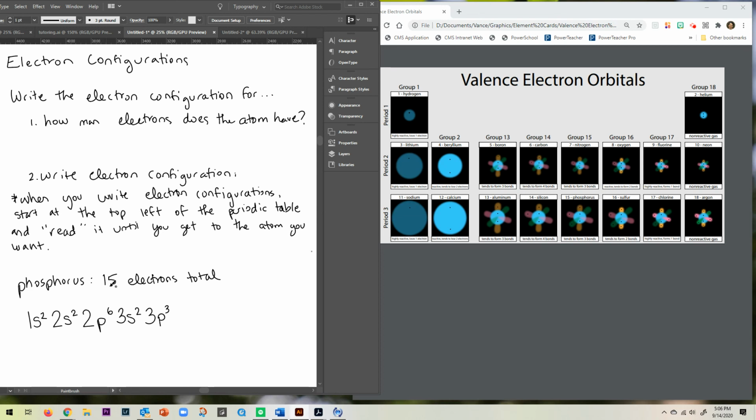Let's make sure that adds up to 15 electrons total. I have 2, 4, plus 6 is 10, plus 2 is 12, plus 3 is 15. So sure enough, now you know where all the electrons are for a phosphorus atom. Okay, go ahead and try your assignment.